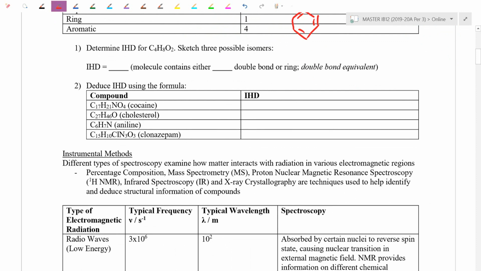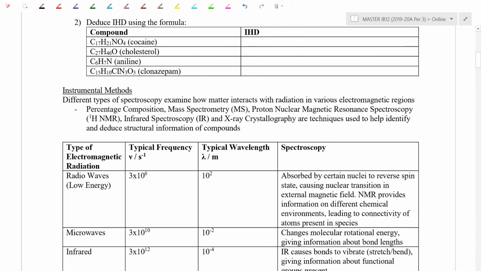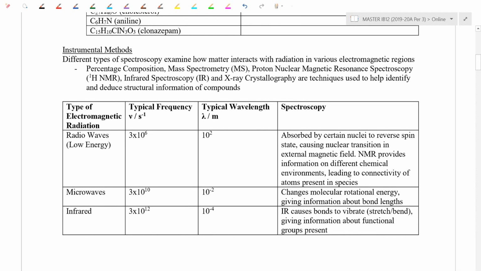A lot of these compounds here are a lot more complicated, with rings actually fused together, but you can still use the formula to try to figure out how many degrees of unsaturation. This next part here is sort of a preface before we look into the MS and IR in more detail. It turns out we can do this in general spectroscopy, and basically what it's doing is we're using different wavelengths of radiation and we're analyzing how matter will interact with it.